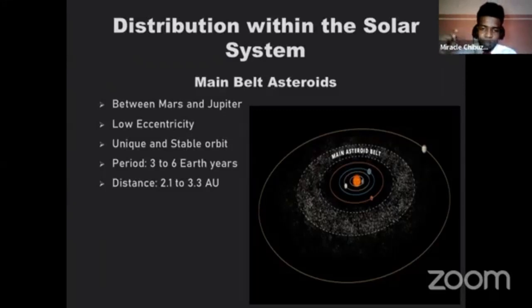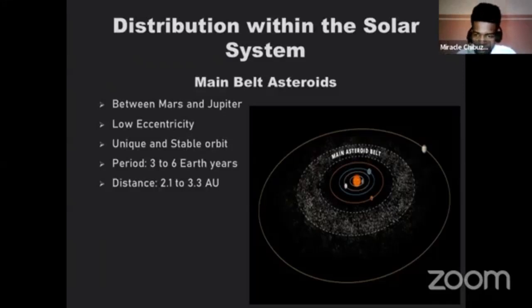So they have low eccentricity around the orbit, and the orbits are unique and quite stable. What I mean by unique is they are not crossing the orbit of other planets. I will show you that when we talk about near Earth asteroids, because near Earth asteroids crisscross the orbit of other planets. These have their own specific orbit, and they are quite stable.